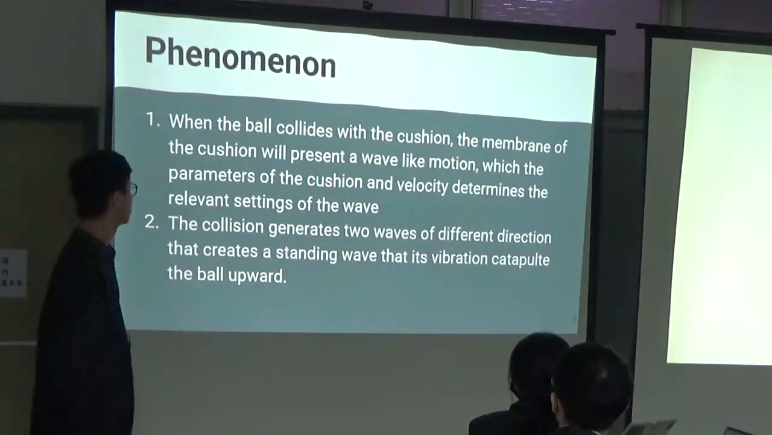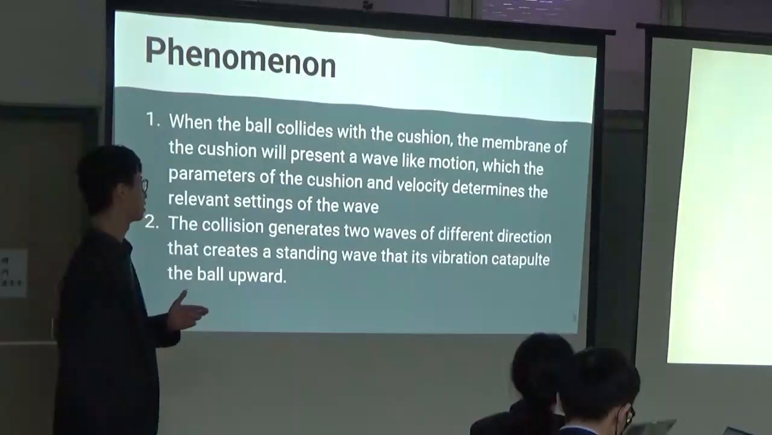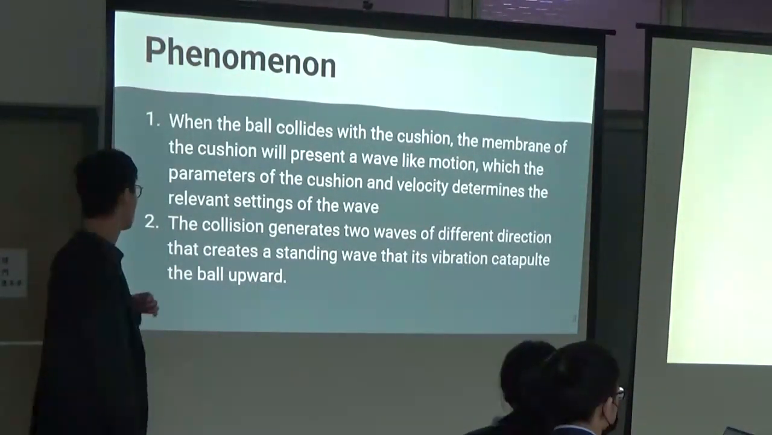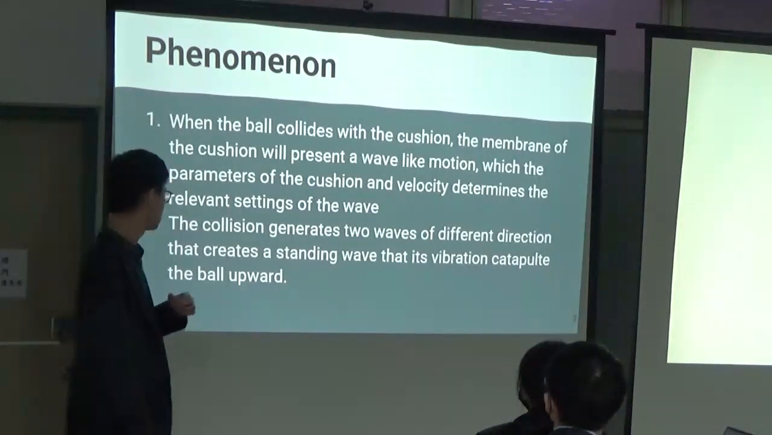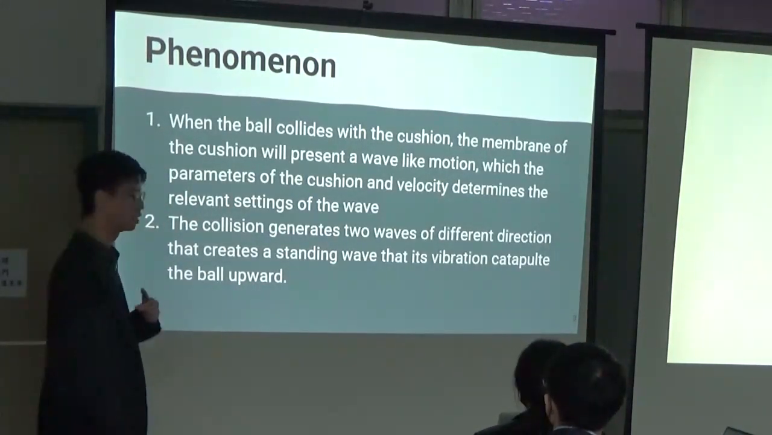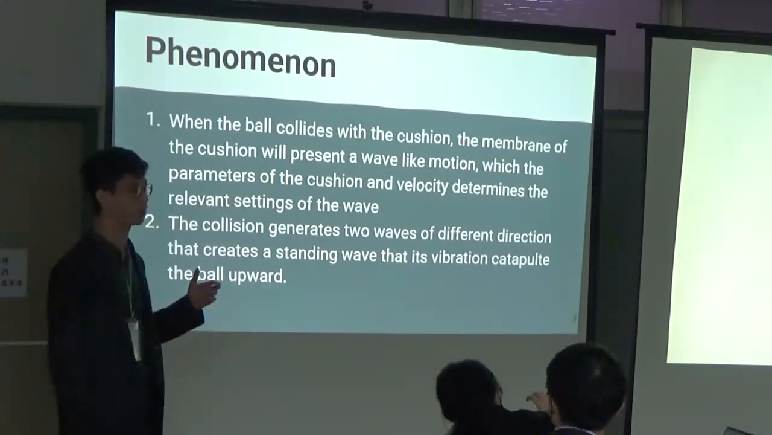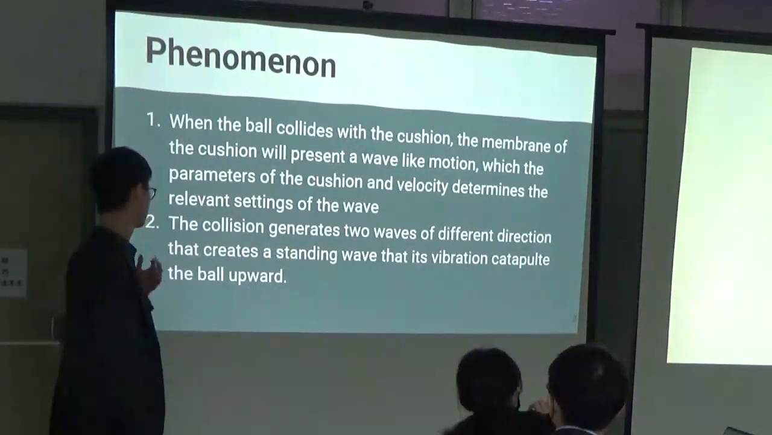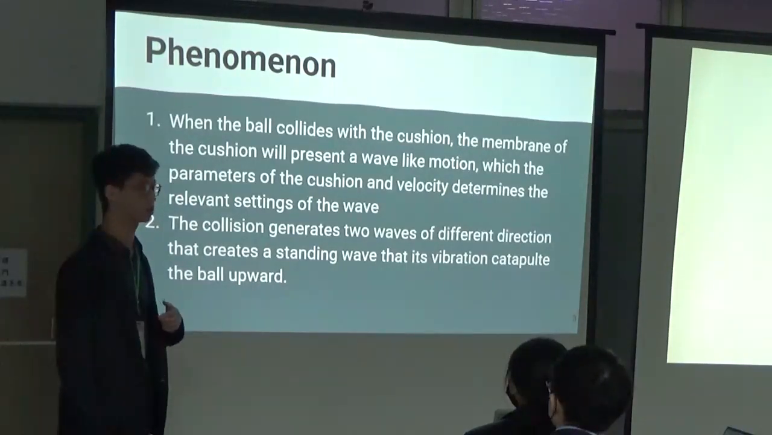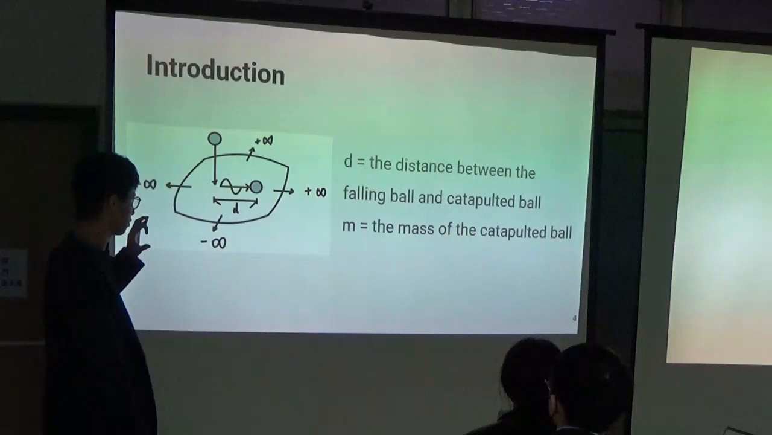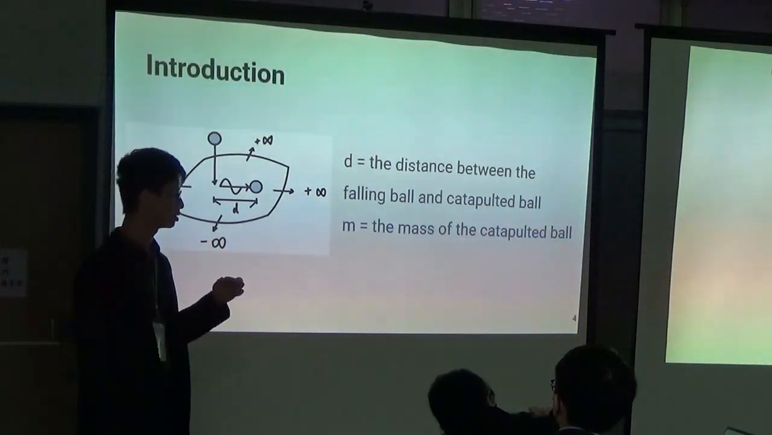For the phenomenon, when the ball collides with the cushion, you can see that the membrane of the cushion will present a wave-like motion, where the parameters of the cushion and velocity determine the relevant setting of the wave. The collision generates two waves in different directions that create a standing wave, whose vibration catapults the ball upward. For the introduction, there are several parameters we'll be using in our further theory discussion.